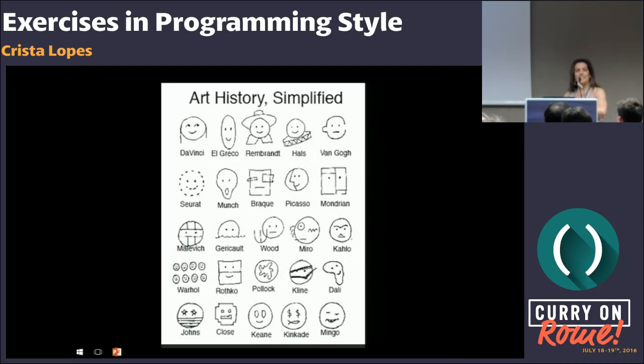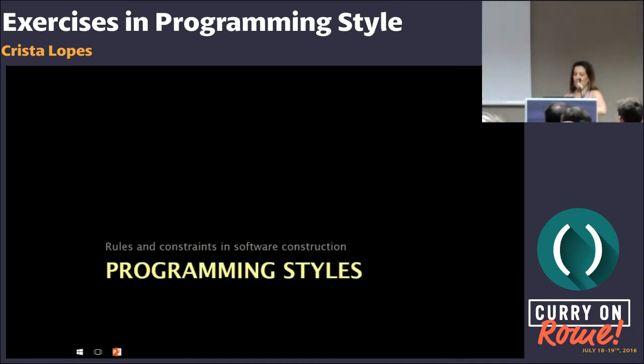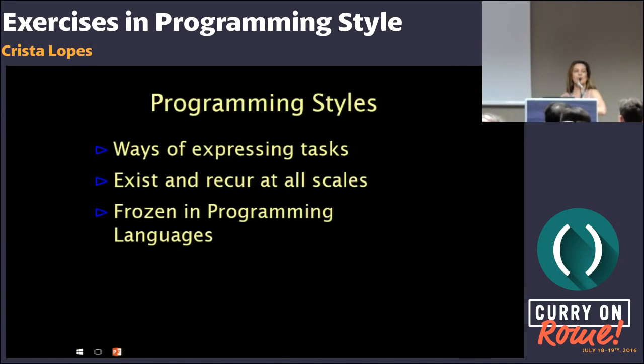So there are these styles, but what is it that makes a style? Why is it that we can recognize these styles in code out there in the wild? And furthermore, where else do we see these things, and why are these things important? So programming styles are ways of expressing tasks. They exist in many scales, and that's the part that I find quite interesting.